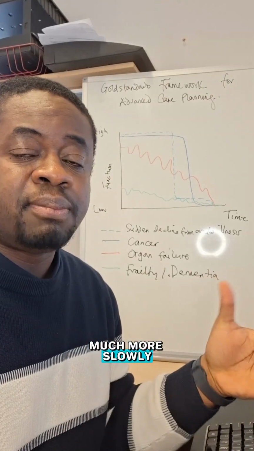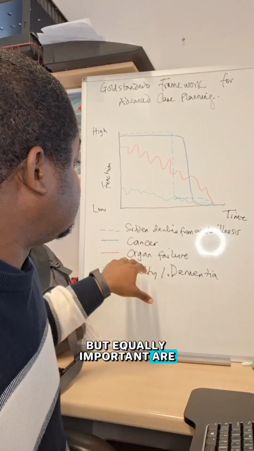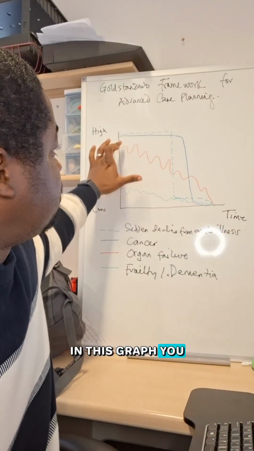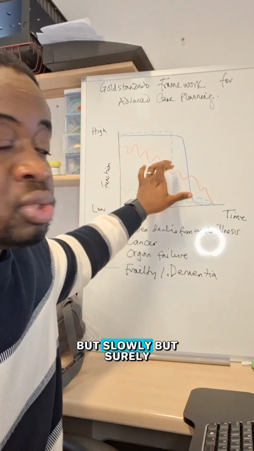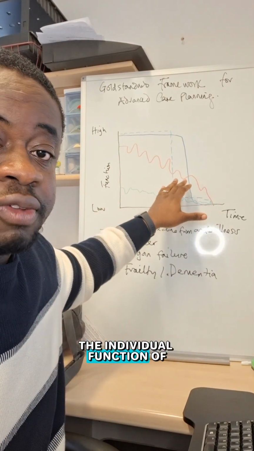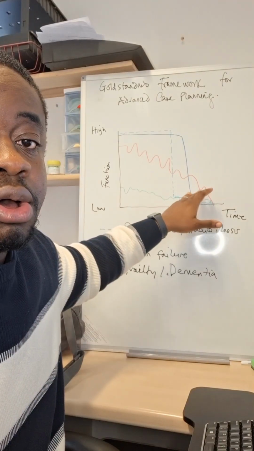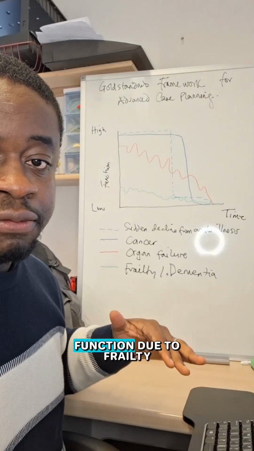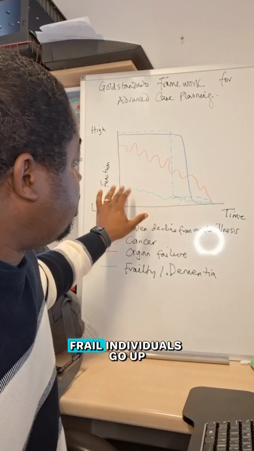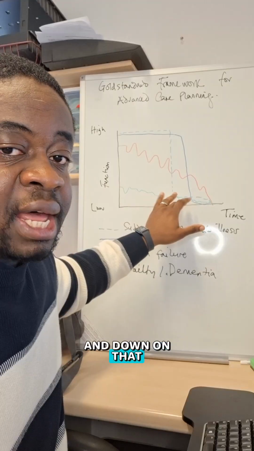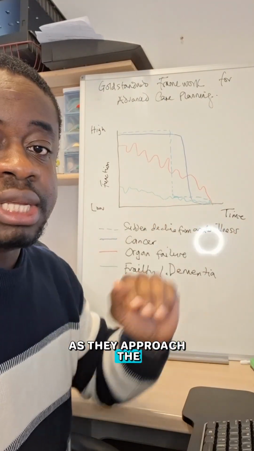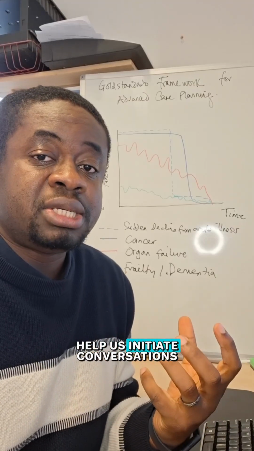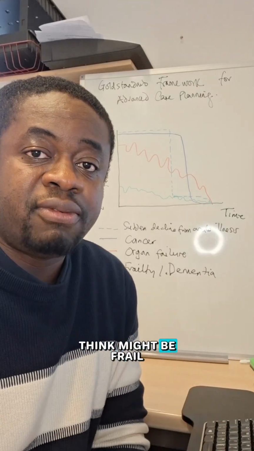Much more slowly, but equally important, are organ failure related chronic conditions. In this graph, you can see how, undulating but slowly and surely, the individual function of the patient gradually declines until their end of life. Similarly, with a much lower level of function due to frailty, frail individuals go up and down on that lower level of function as they approach the end of life. This gives us a prognostic tool to help us initiate conversations for patients who we think might be frail.